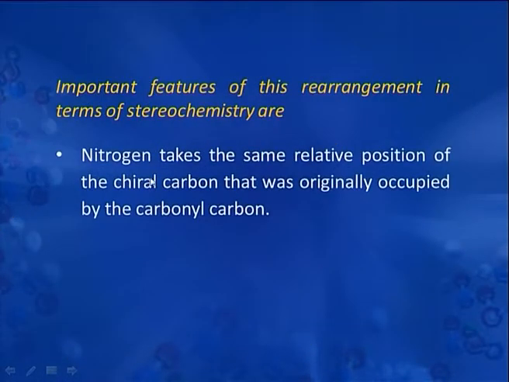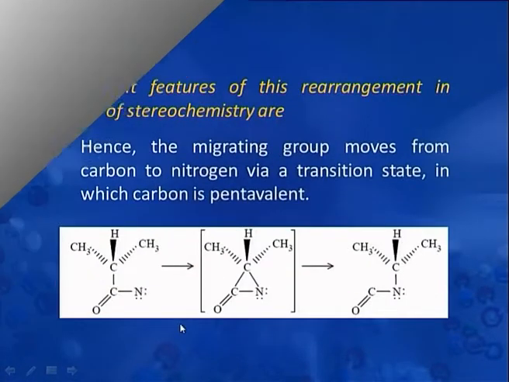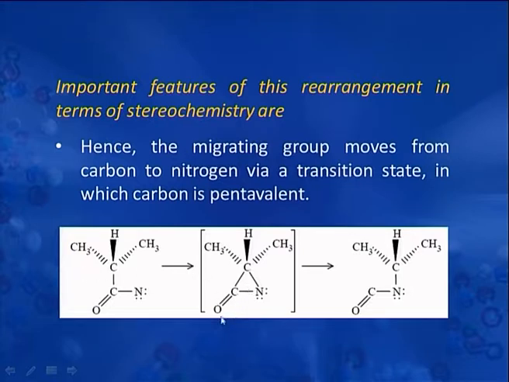Nitrogen actually takes the same relative position on the chiral carbon that was originally occupied by the carbonyl carbon, and the chiral carbon forms a partial bond with nitrogen before breaking away from the carbonyl carbon. This can be seen in this figure, that here it is the amide and this is the chiral carbon. Now, if this carbon-carbon bond breaks without forming a bond between this carbon and nitrogen, then there is possibility of change of configuration. But what happens in the transition state is that this carbon-carbon bond does not break immediately and this carbon-nitrogen bond actually starts forming, so that when this carbon-carbon bond breaks, the configuration of the adjacent chiral carbon does not change at all.